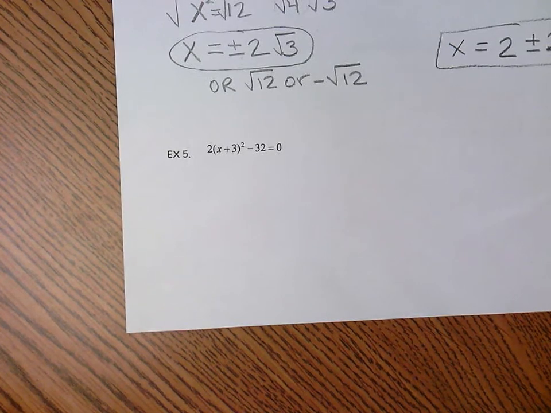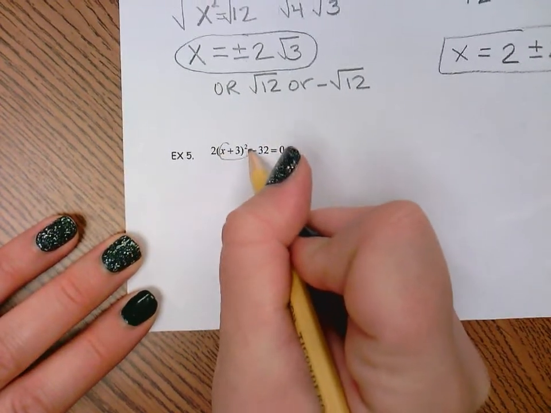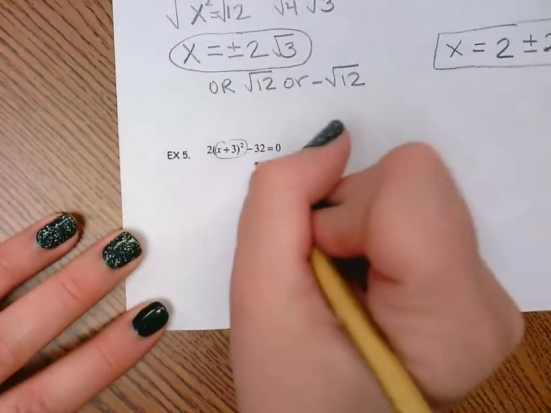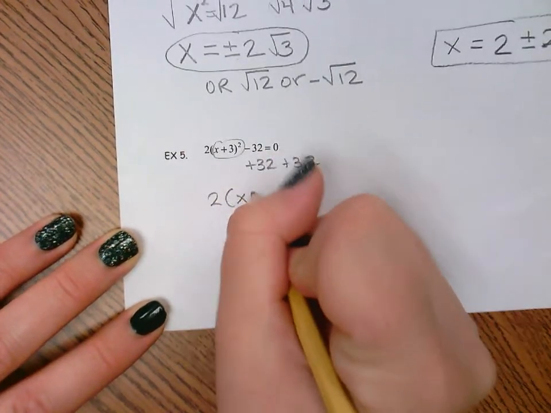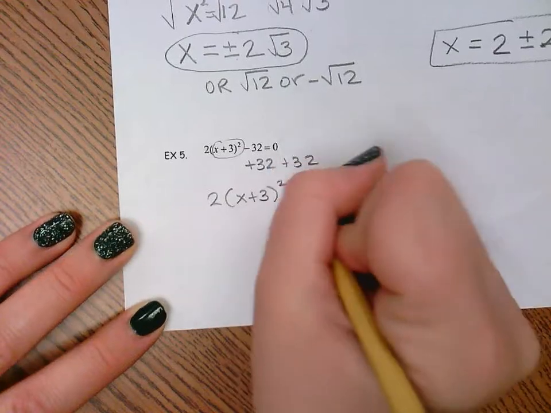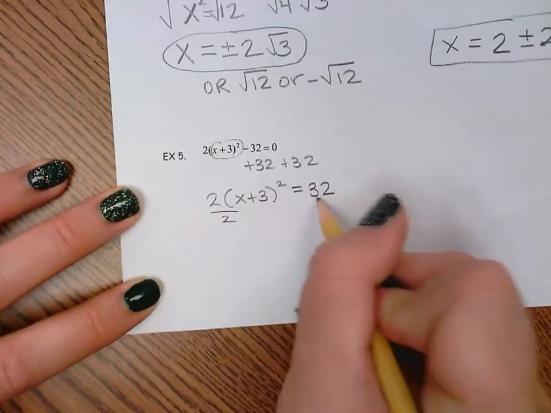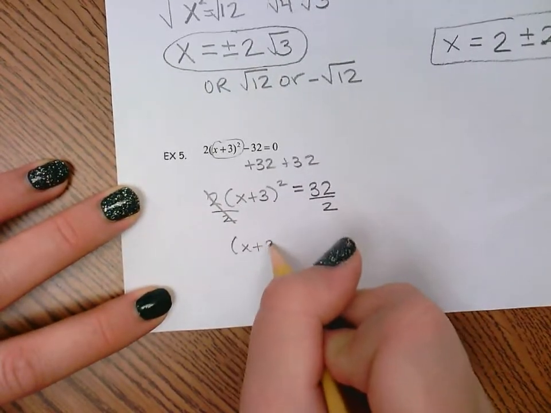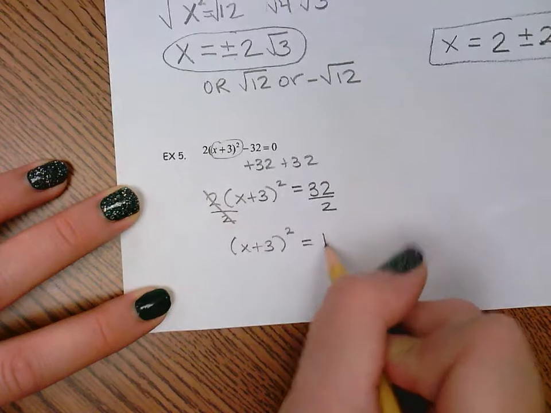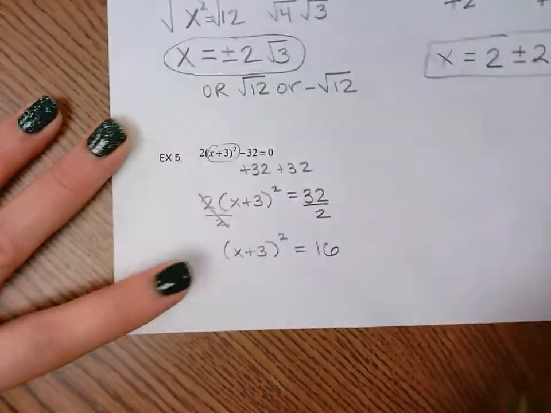So now I'm going to go through the answer, so hopefully you paused the video and tried it first. So I need to get this x plus 3 squared by itself. So my first step is to add 32 to the other side. So 2 times x plus 3 squared equals 32. So I'm going to divide by 2 on both sides. So x plus 3 squared equals 16. Beautiful. I've got a perfect square.